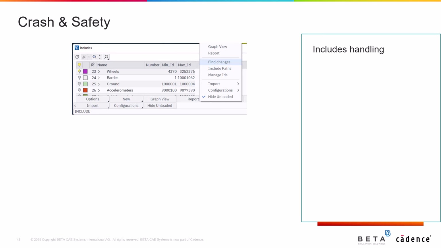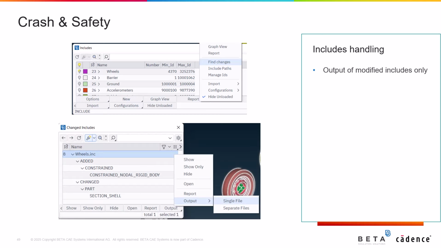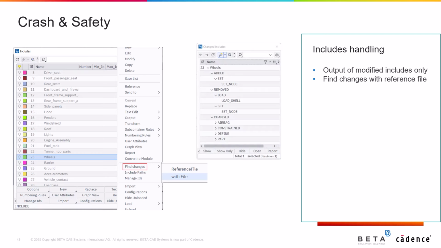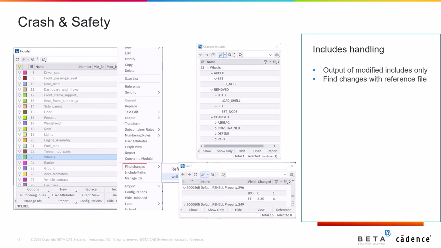Regarding the handling of the includes. After running the find changes function, which has been available in previous versions, the user can now output only the modified includes. It is also possible to compare an include from the list with a reference file. All changes are reported in the Changed Includes window. Users can investigate these changes in more detail by double-clicking on an entity type. If output is selected, only the differences between the two files are exported.